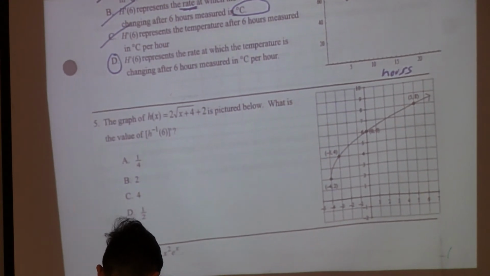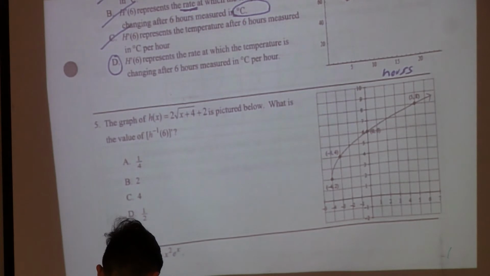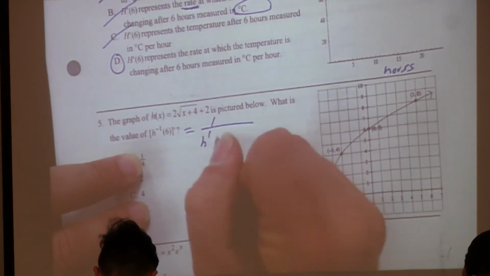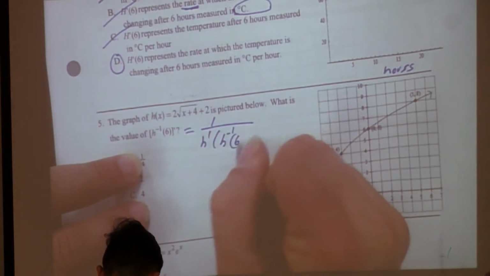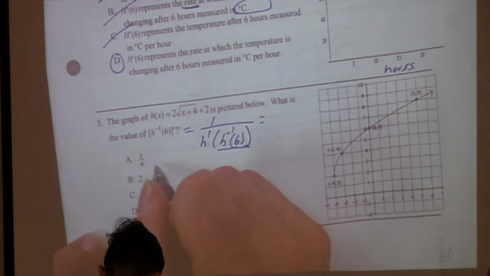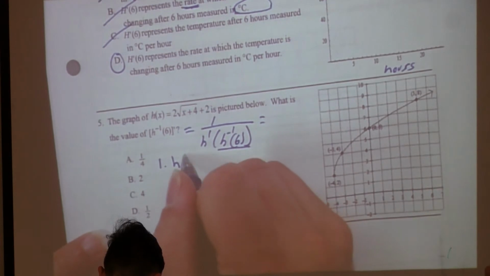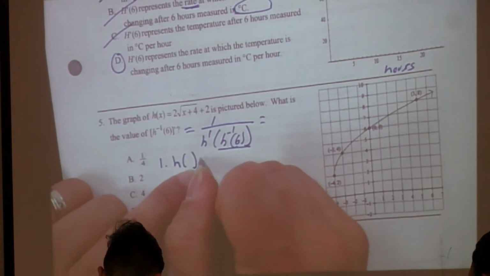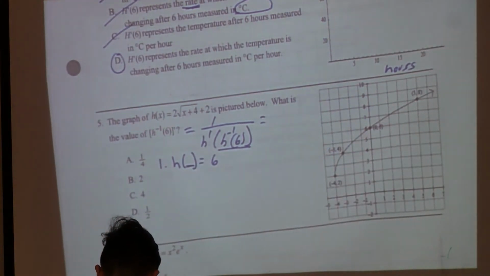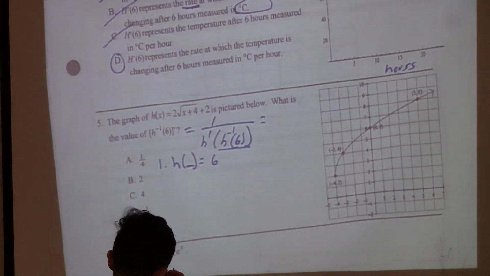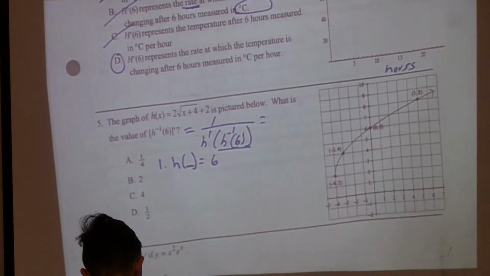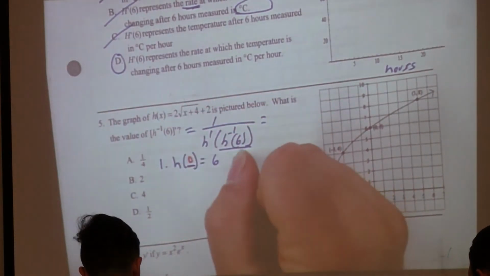Cool? Right, number 5. The graph of h of x is pictured below. What is the value of h inverse of 6 prime? Okay, so what would be the formula to calculate this? 1 over h prime of h inverse of 6. So in order to answer this question, we first need to find the value of h inverse of 6. And we do that by doing step 1, where we ask ourselves, h, the original function, of what x gives me that y value? Because it's a y value on the original function, since it's an x on the inverse. So when is this guy equal to 6? At 0, right? Make sense? So that's our x value.